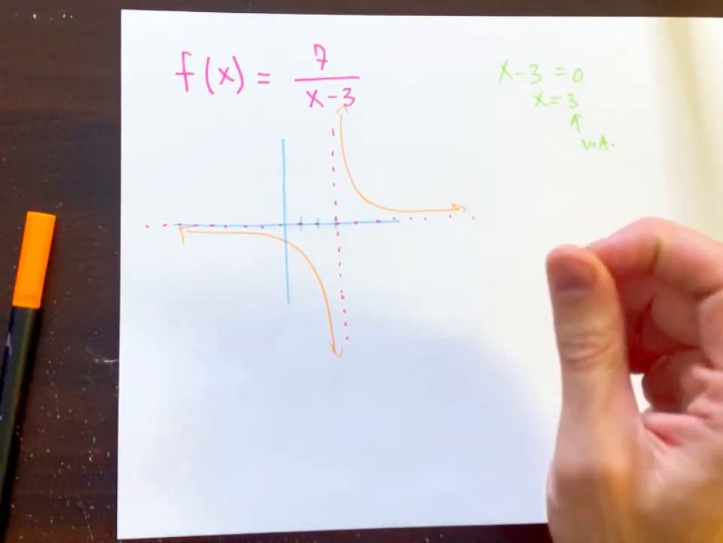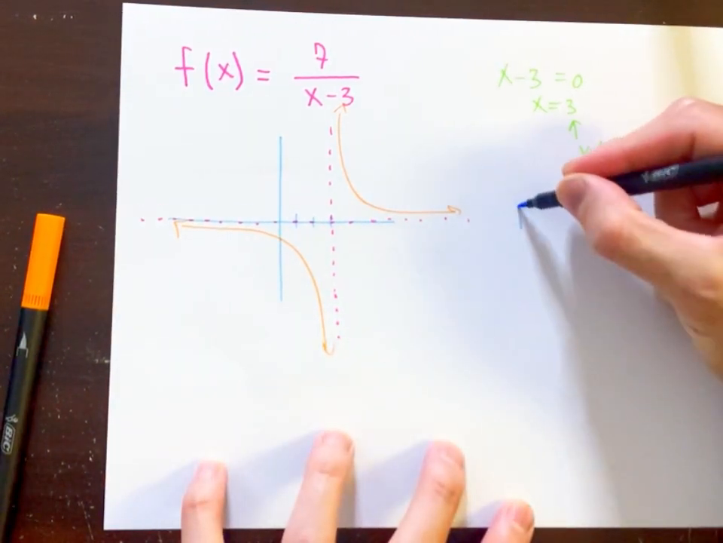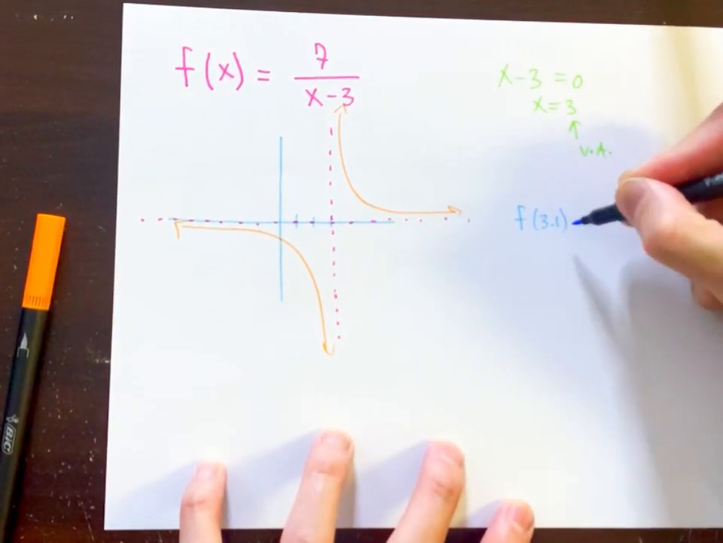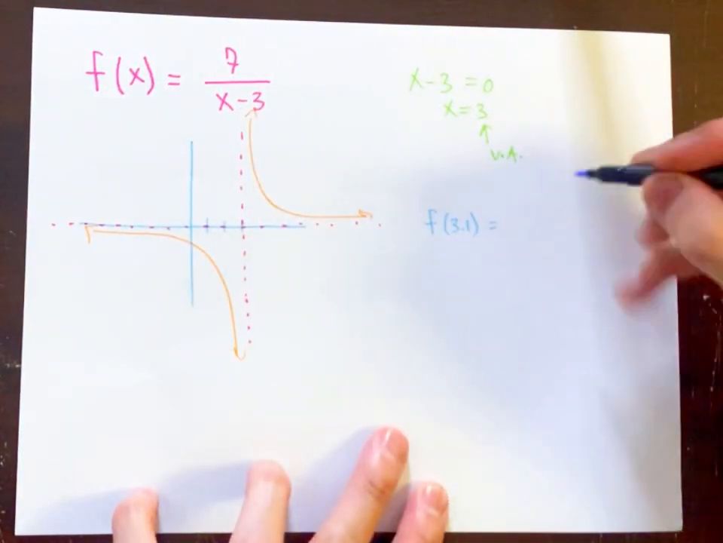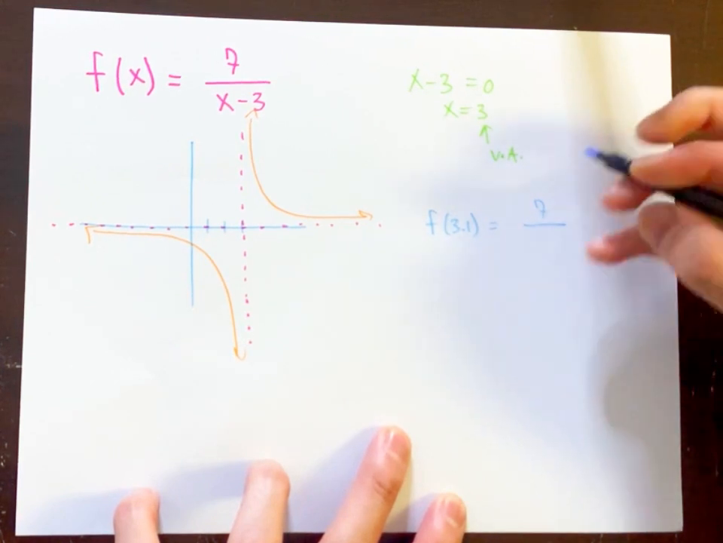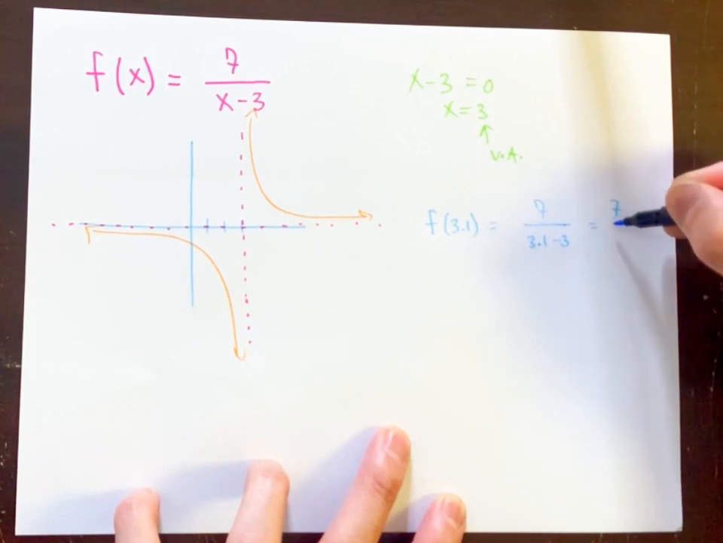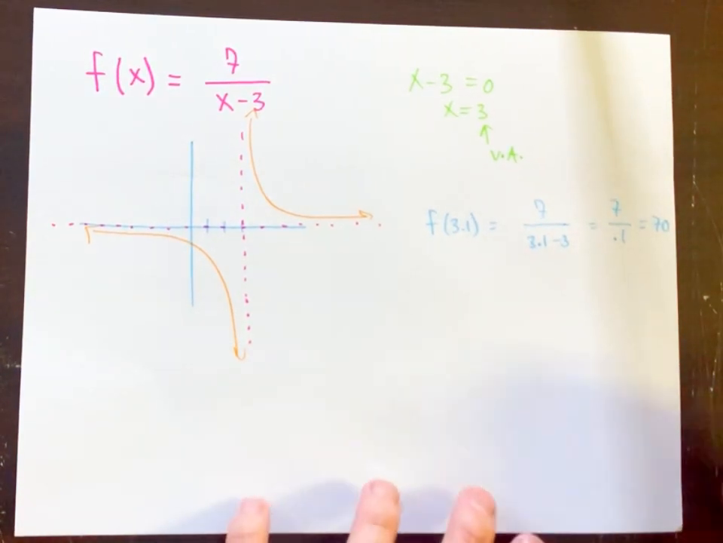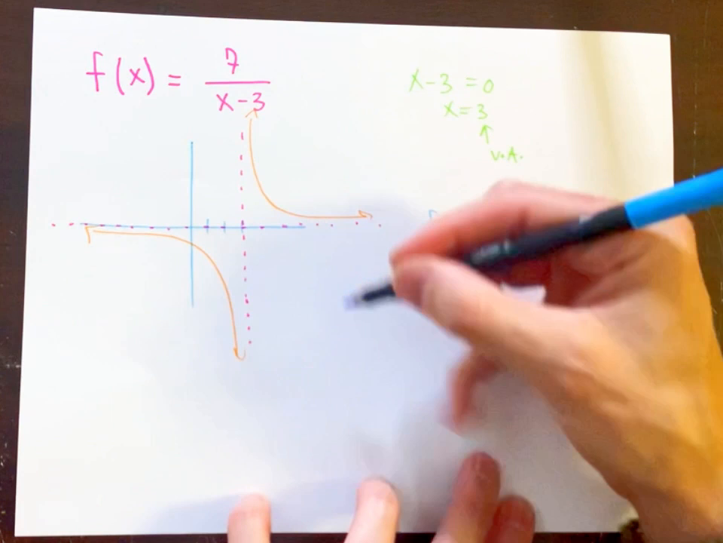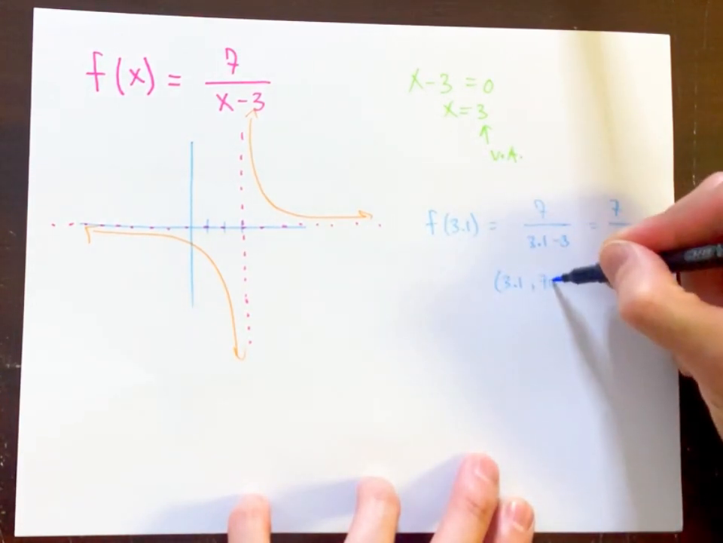Let's pick a number that's close to 3. How about the number 3.1? Let me take the number 3.1 and plug it into the original function and watch what happens. This becomes 7 over 3.1 minus 3, which is 7 over 0.1, which becomes 70. So the point on this graph from this observation would be (3.1, 70).